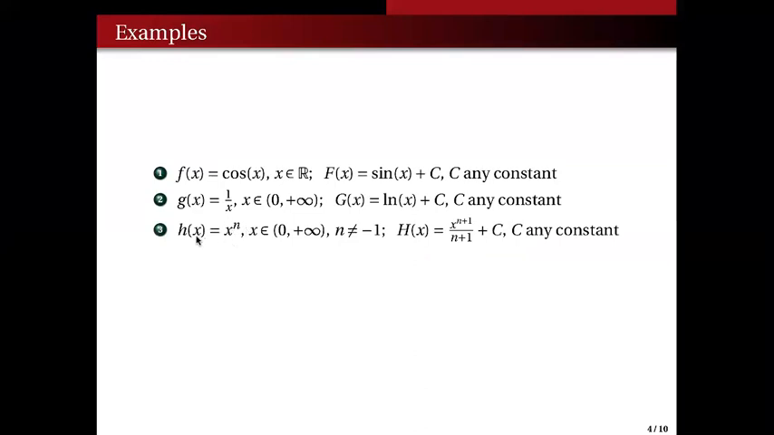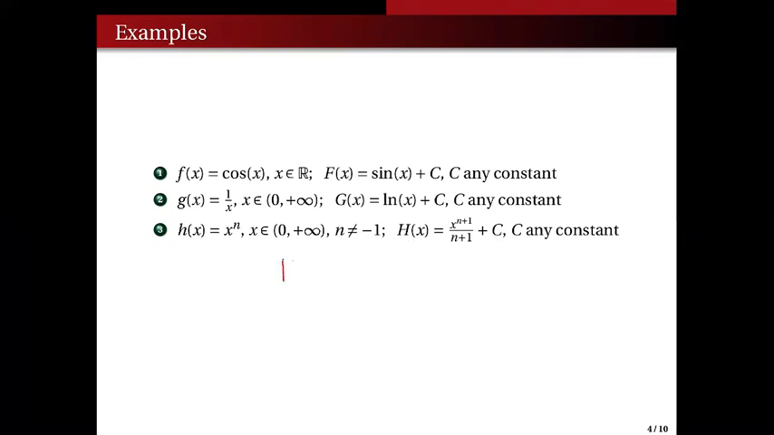Another function here, h of x equals x raised to n, where x is from 0 to plus infinity, and your n here is not equal to negative 1. The case n equals negative 1 is this guy here, because x raised to negative 1 is just 1 over x. So we remove the case n equals negative 1. So small h of x equals x to the n, where n is not equal to negative 1. This function capital H of x, which is x raised to n plus 1 over n plus 1 plus the arbitrary constant c, is an antiderivative of small h of x.